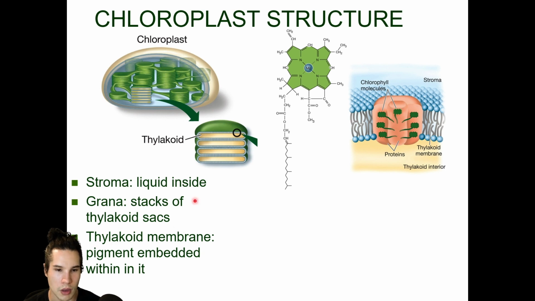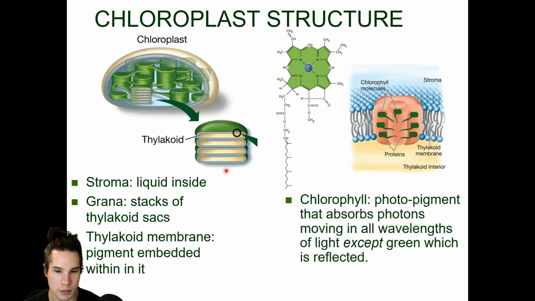And then your thylakoid membrane is where you're going to have all of that pigment embedded. Now chlorophyll is going to be the main pigment type, and specifically chlorophyll A, which you're going to find in the reaction center of your photosystems. But you have two different types of chlorophyll that we'll talk about. You have chlorophyll A as well as chlorophyll B.